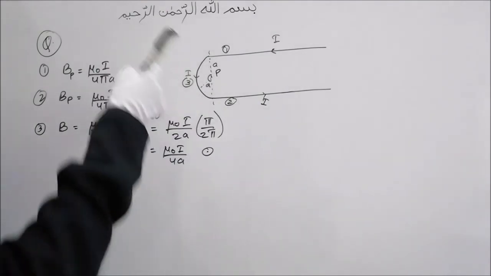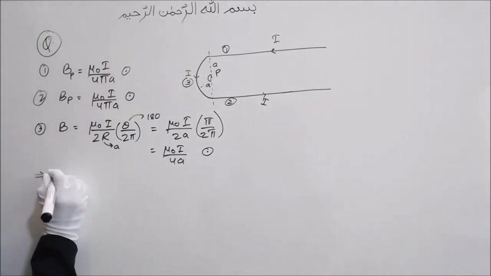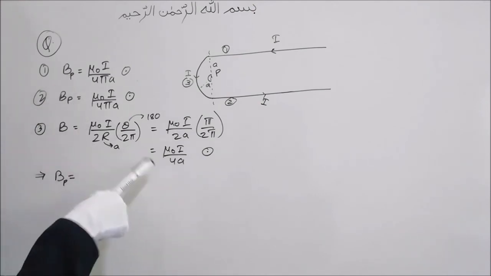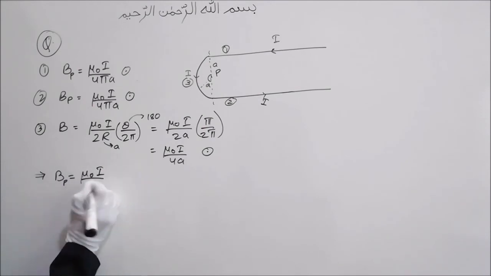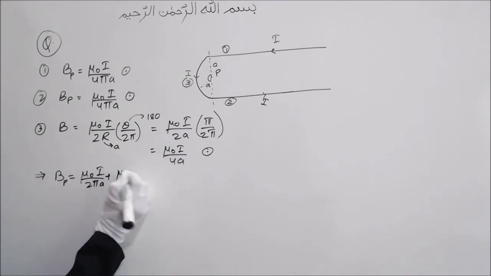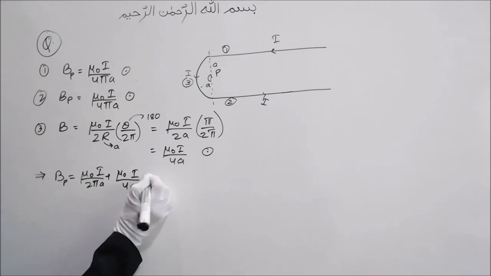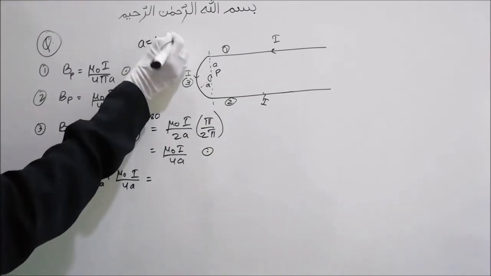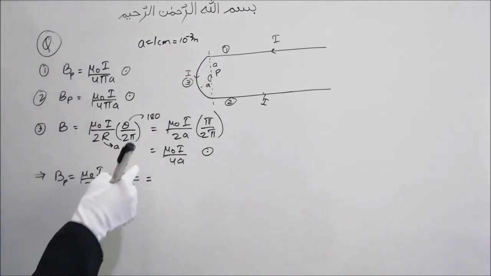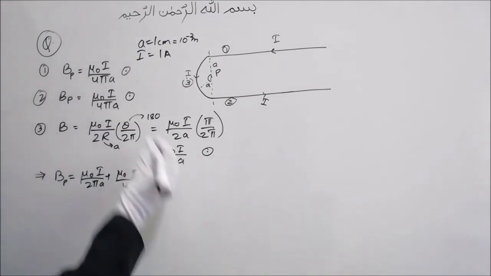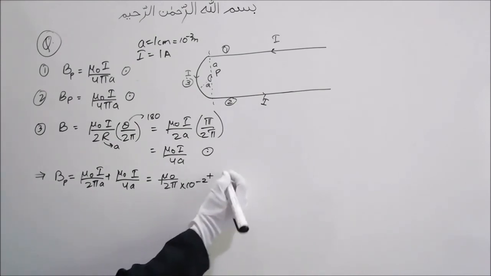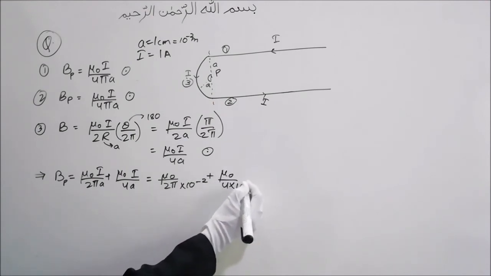Since all of them are coming in the same direction, we can add all of that, and B at point P will be this plus this plus this. That will be mu naught I by 2 pi A plus mu naught I by 4A. And if we consider that A is equal to 1 centimeter, which will be 10 raised to minus 2 meters, and the current is 1 ampere, then this formula will be mu naught upon 2 pi into 10 raised to minus 2 plus mu naught upon 4 into 10 raised to minus 2.